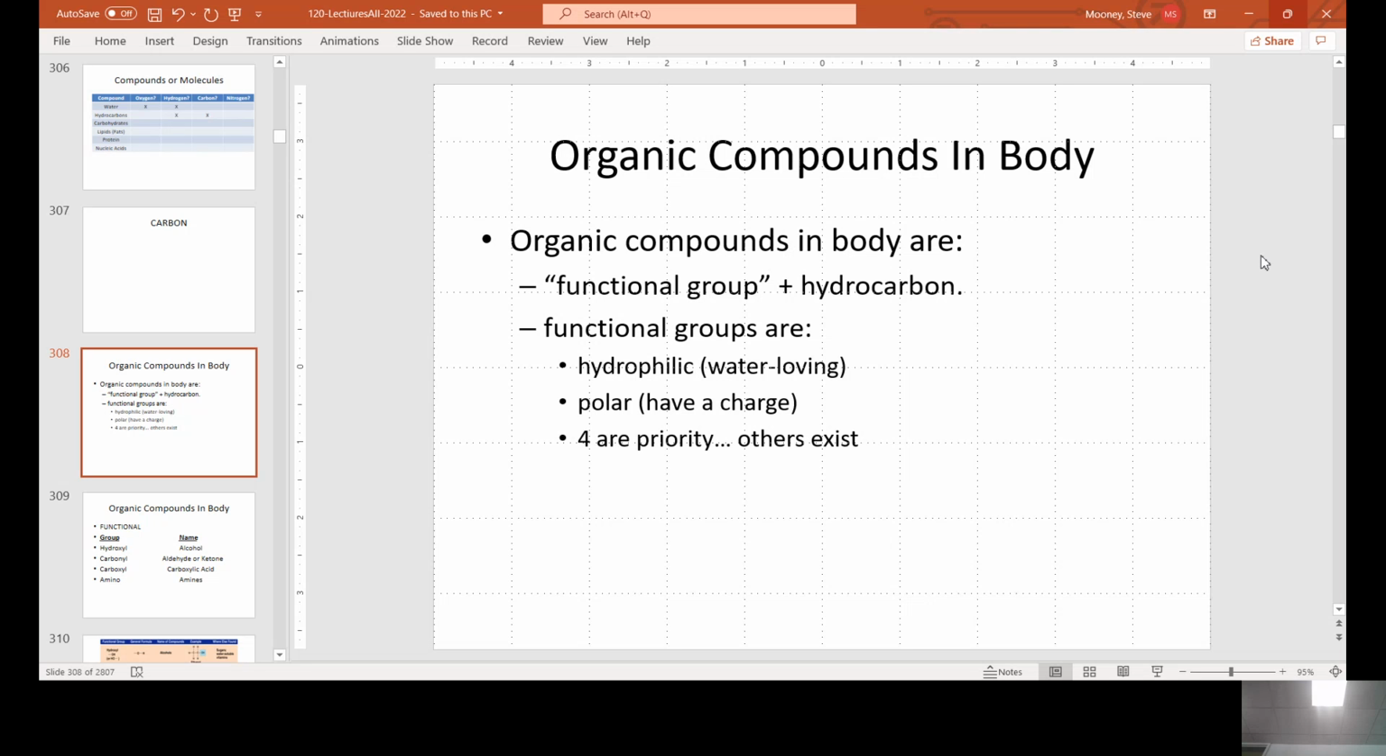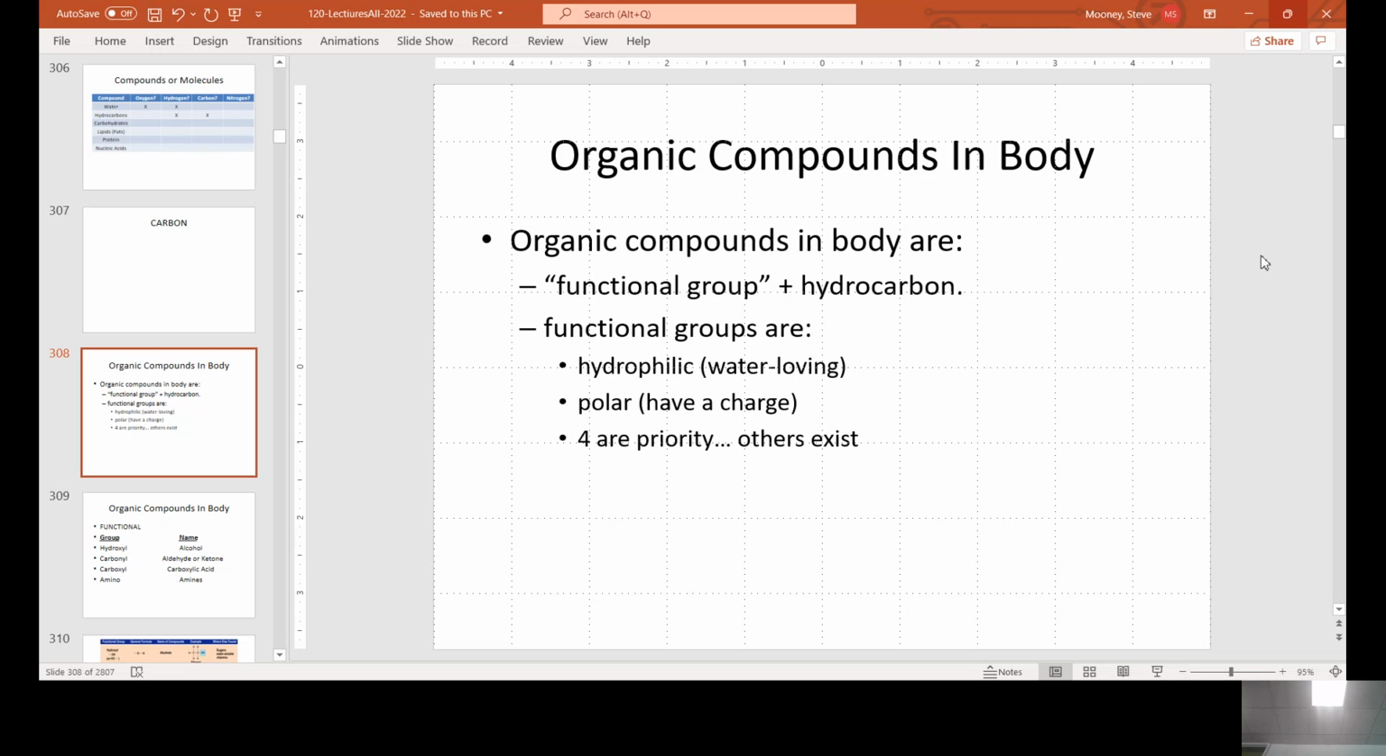So we say functional groups are hydrophilic as a rule. They like water, they're usually charged. Those two things sort of go together. And we'll talk about four of those. Others exist, but in the body, we're really going to talk about four different types.